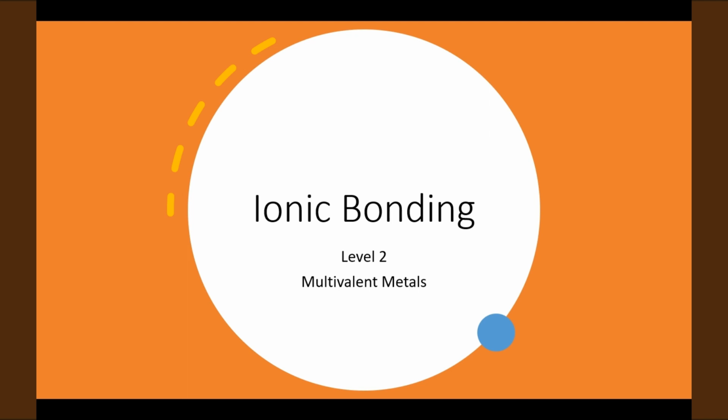In this video, we're going to talk about ionic bonding. We're going to use multivalent metals. Multivalent metals are metals that can have multiple charges, so they can lose different numbers of electrons. Sodium, Na, always has a +1 charge. It will always lose one valence electron, never more, never less.